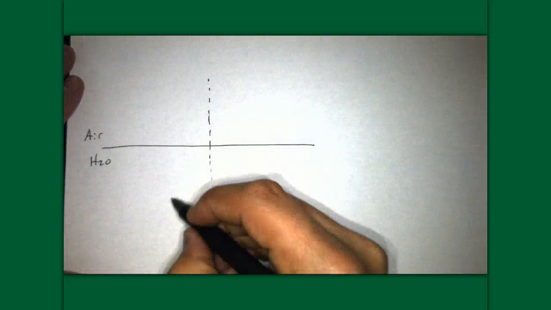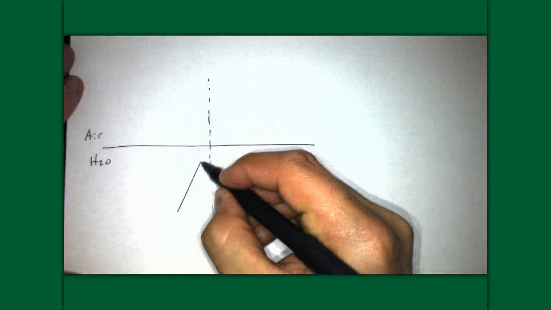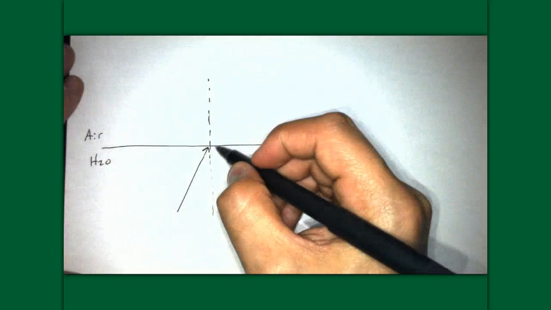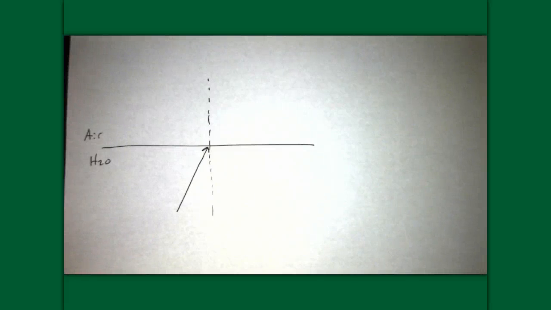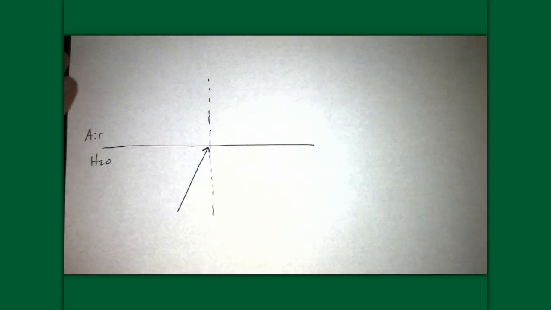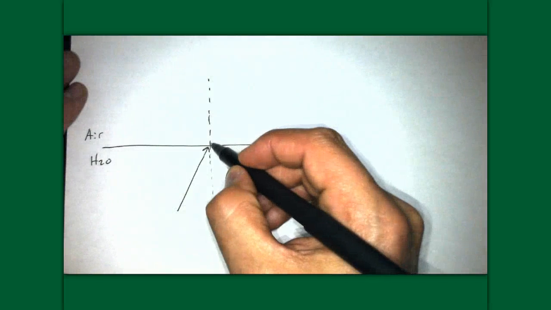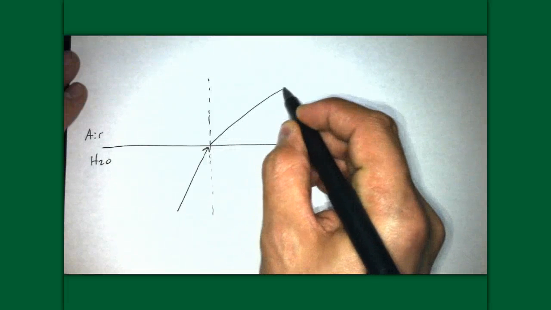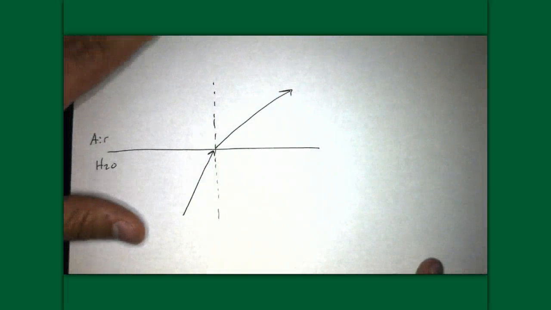Here's our normal line, and you shine this laser from the water out into the air. And so my question is, what happens to the speed of the light as it goes from water into air? Well, air is less optically dense, so the light will speed up and it bends away from the normal, which, by the way, let's go ahead and stop right here and go back for a minute.